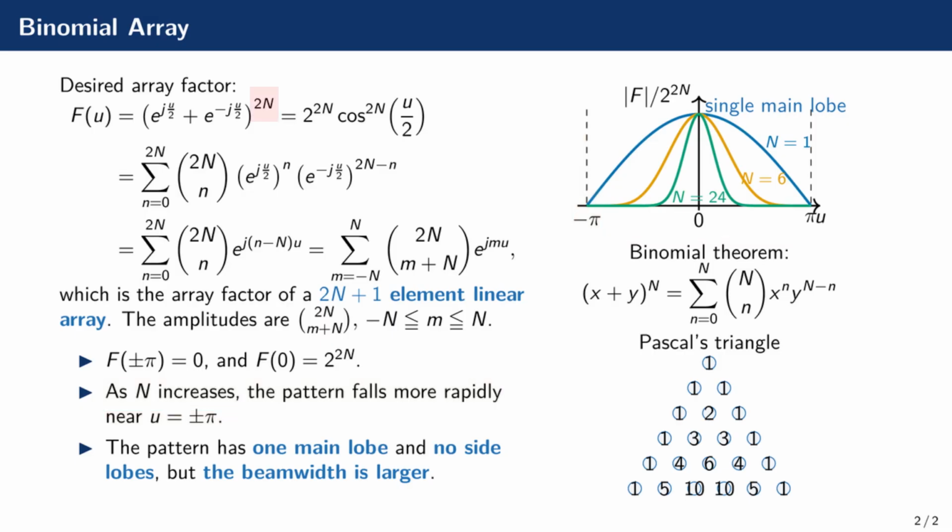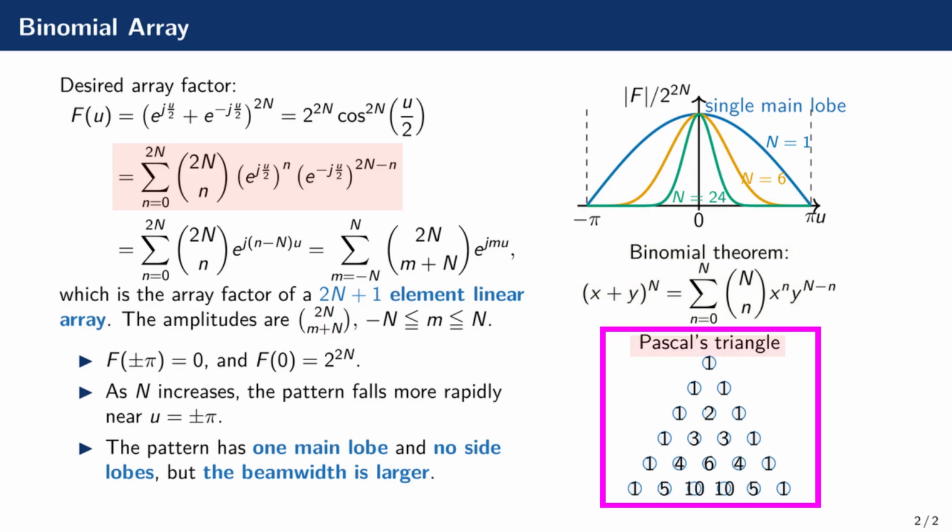Because the expression is raised to the power 2n, we can apply the binomial expansion. If you have forgotten the binomial theorem, I will also show it on the slide. The binomial coefficients can be obtained by Pascal's triangle shown in this diagram. Each number is obtained by adding the two numbers directly above it. These numbers are the binomial coefficients that appear in binomial expansions.